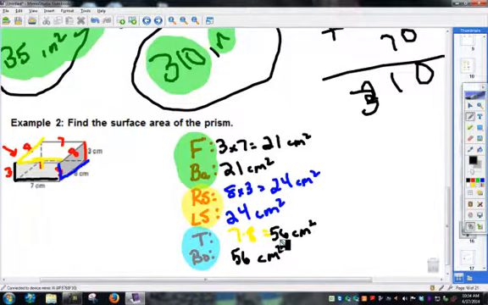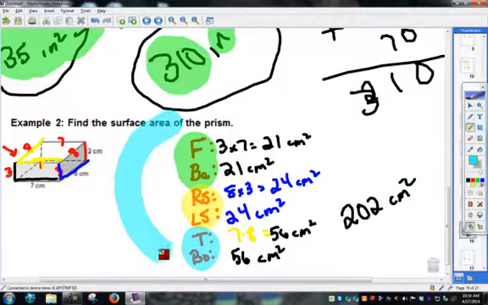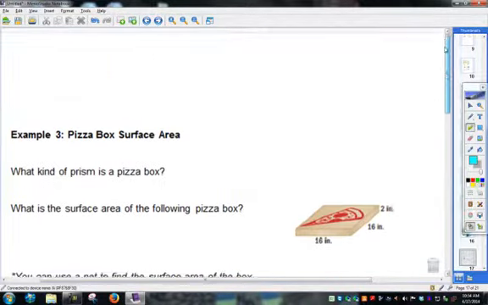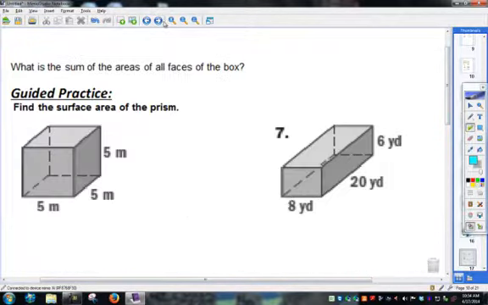You're going to get 202 centimeters squared. 3 points right here. Bang, that's the work, the answer, the units. Go to the next page. Okay, I'm just going to skip this right now. We're not even going to worry about it.